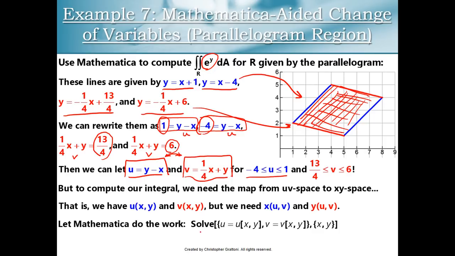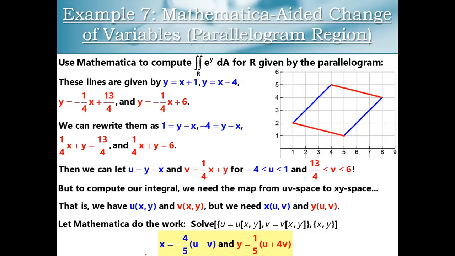Here's the command that you would plug into Mathematica to have it solve that system for you, because you don't want to do it by hand if you don't have to. And you could see my Y of UV is the same as what I just found by hand. X of UV, if you were to do that by hand, there's what you would get. All right.